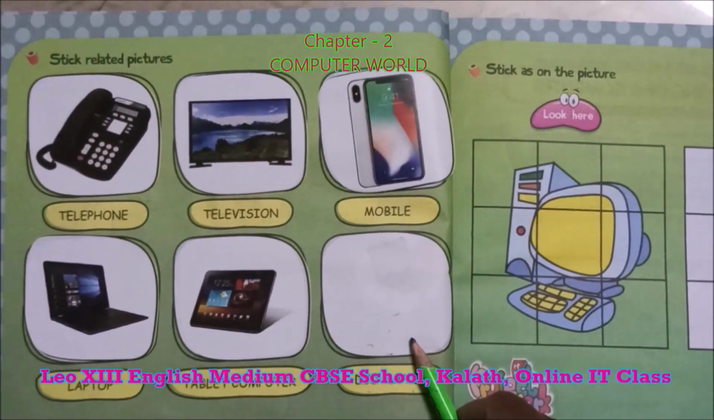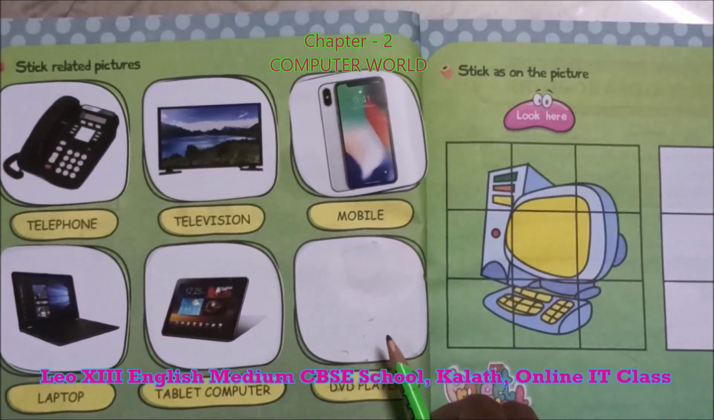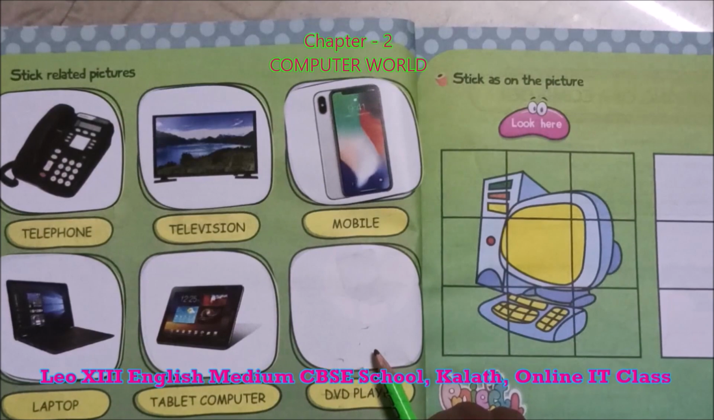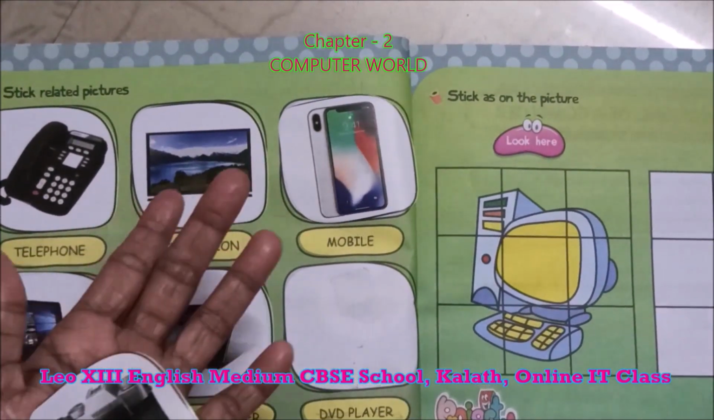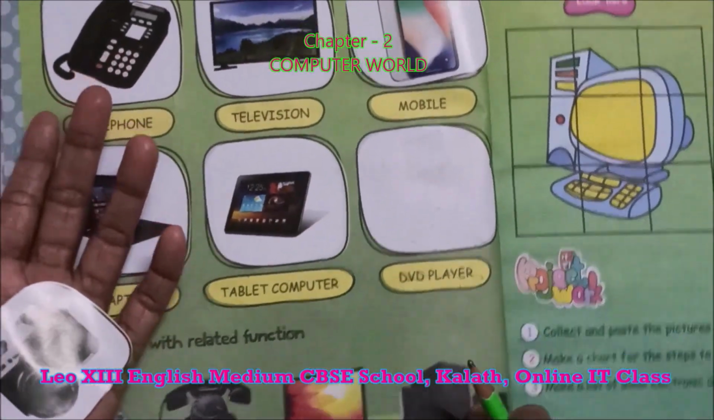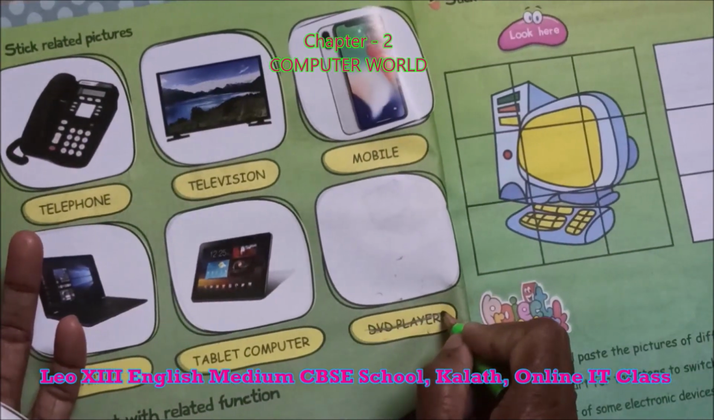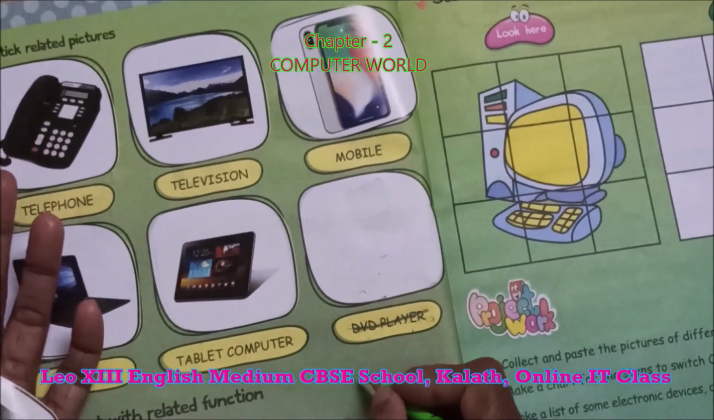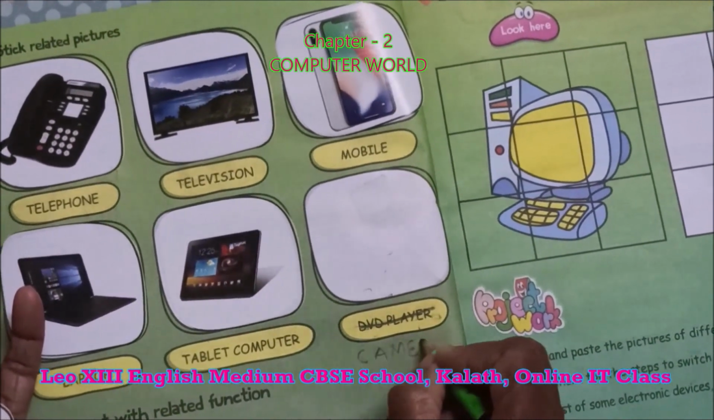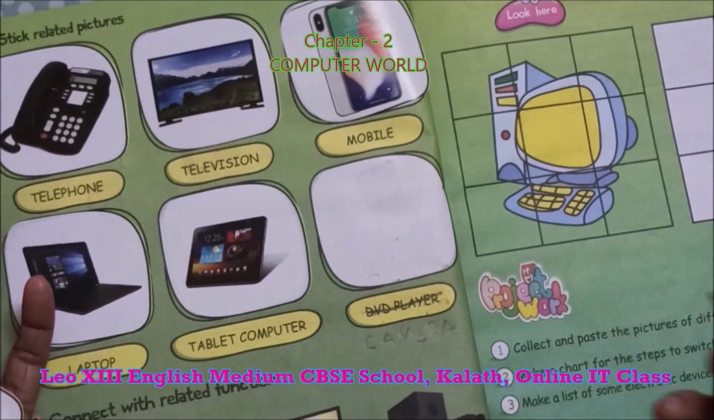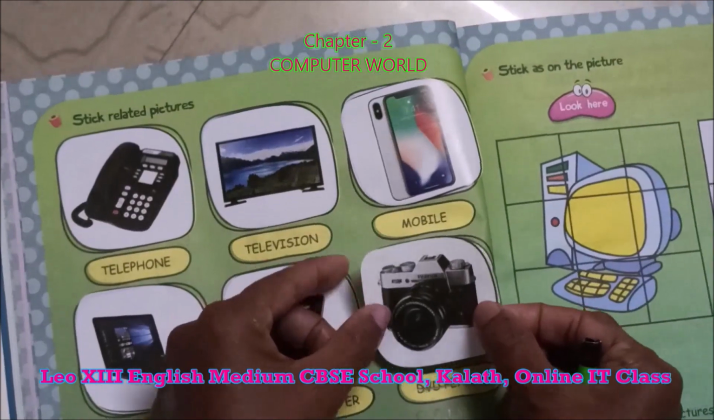Parents and students, please note, there is a printing mistake in the textbook. Instead of giving the photo of the DVD player, in the textbook it is given camera. You may please cut the word DVD player and write down camera here. Then paste this picture here.